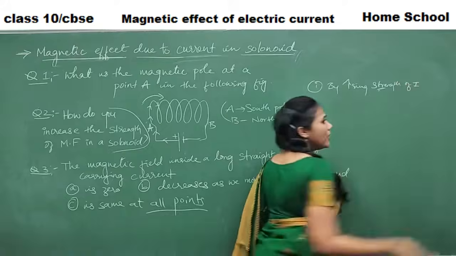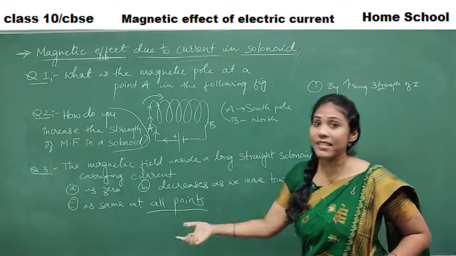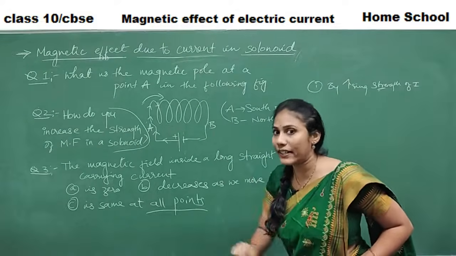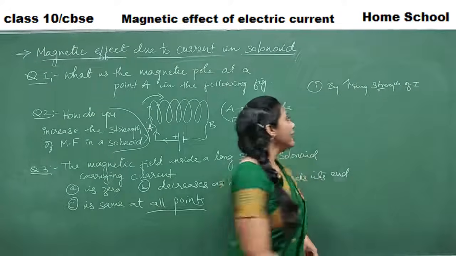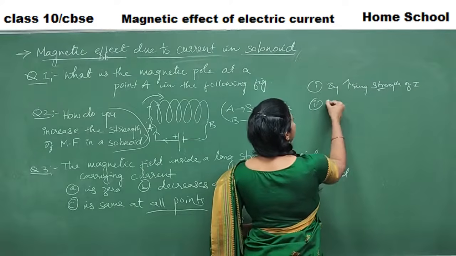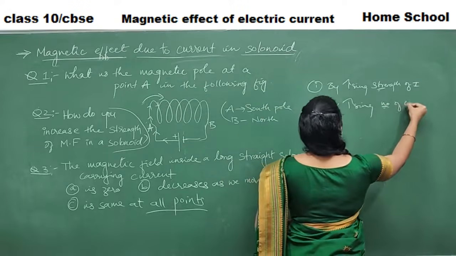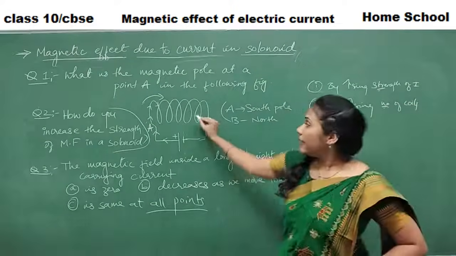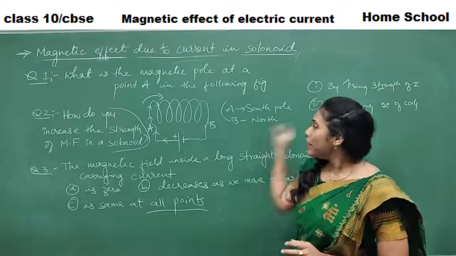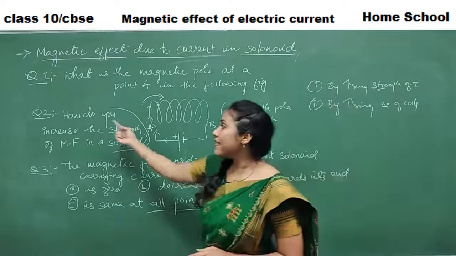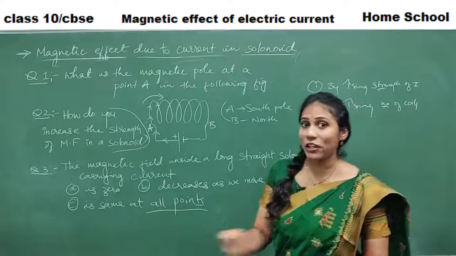Yes or no? More current you give for a solenoid, more is the magnetic effect produced. We studied just now in the factors affecting magnetic field in a solenoid. Yes or no? So, one factor is by increasing the strength of current. The other one is by increasing the number of coils. Isn't it? Increasing number of coils. So, more the circular turns in a solenoid, more is the magnetic field generated, right? So these 2 points you can mention as answer for the second question. Fine.